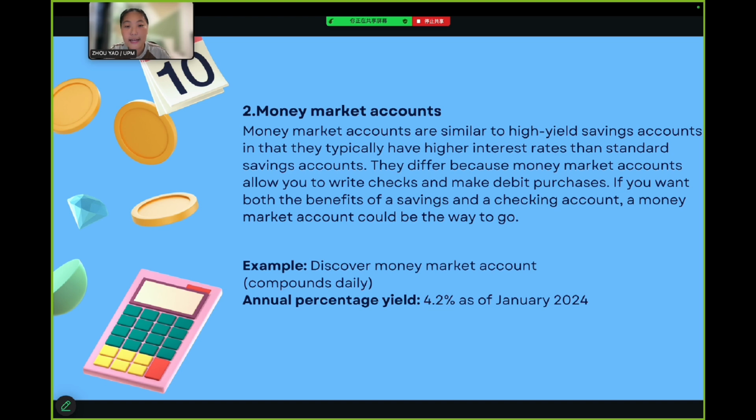Then the second one is money market accounts. Money market accounts are similar to high yield savings accounts. The big difference is that money market accounts allow you to write checks and make debit purchases. This is an example of it.